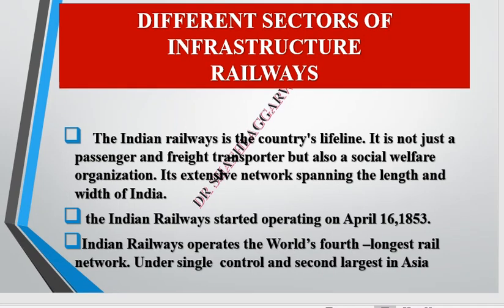Indian Railway. Now we will talk about the railway. Indian Railway is the country's lifeline. It is not just a passenger and freight transporter, but also a social welfare organization. It has an extensive network. Indian Railway started its operation on April 16, 1853. Indian Railway operates the world's fourth longest rail network. It is under single control and it is the second largest in Asia.